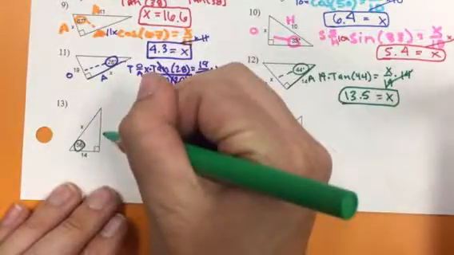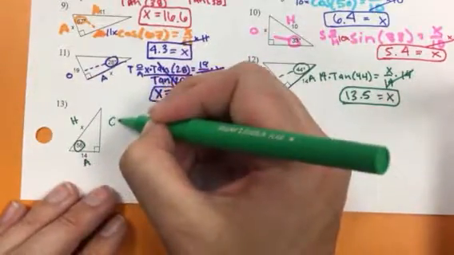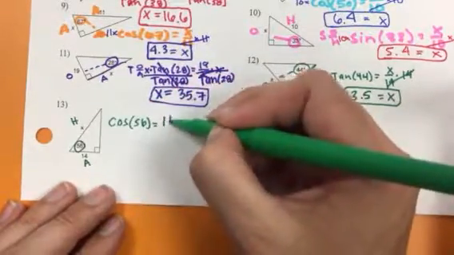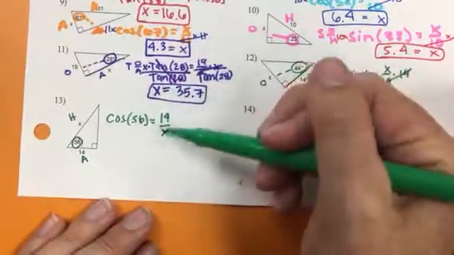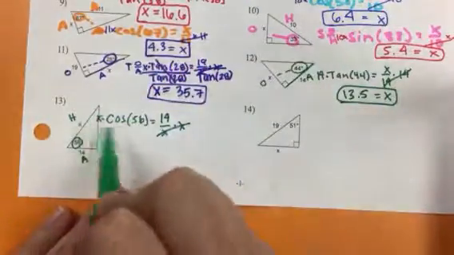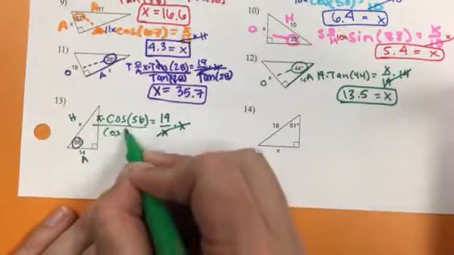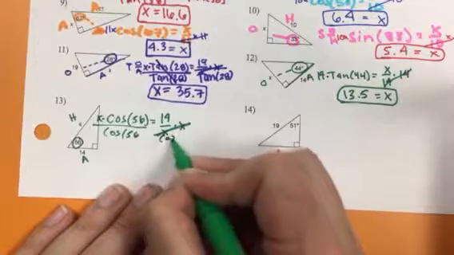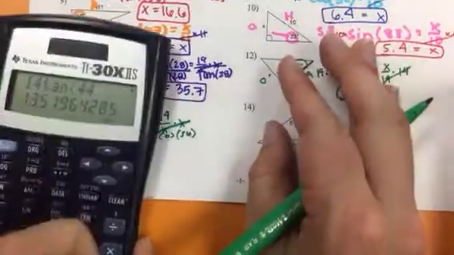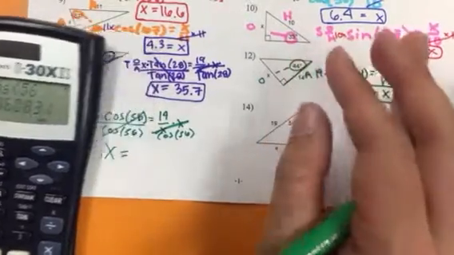We have 56, we're missing the opposite. We have the hypotenuse and adjacent. That means we are using cosine of 56 equals A over H. X is in the fraction, so we want to get rid of it by multiplying. Now we can't undo the cosine, so we're going to undo it by dividing by cosine. Cancels out. X equals 14 divided by cosine of 56, 25.0.